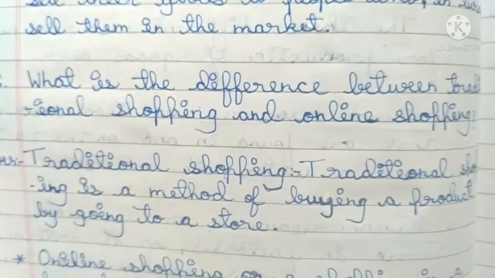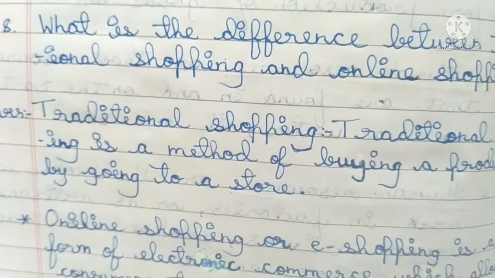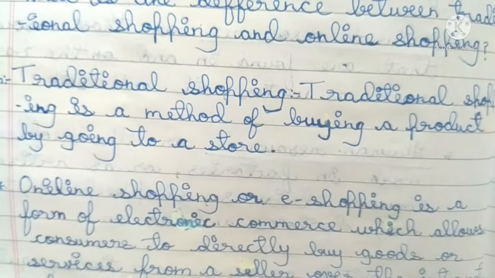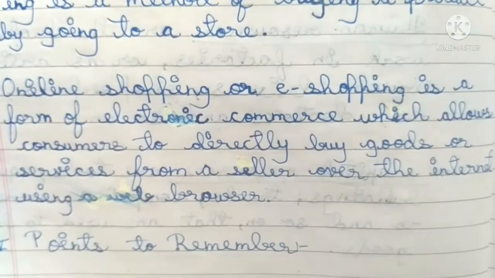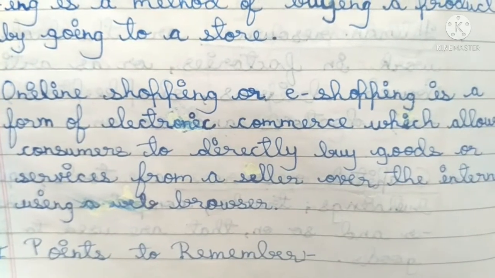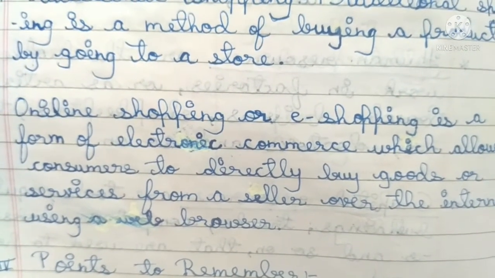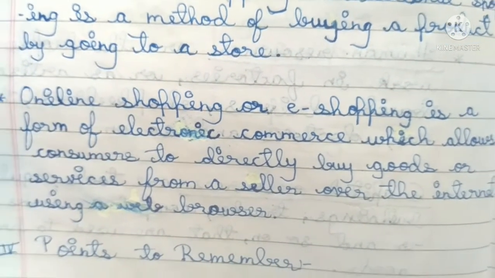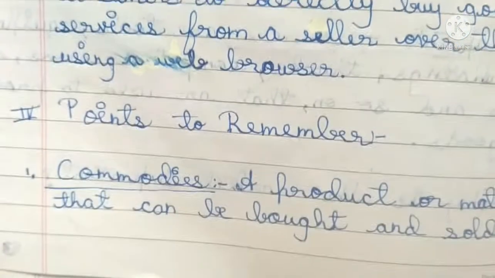What is the difference between traditional shopping and online shopping? Answer. Traditional shopping is a method of buying a product by going to a store. Online shopping or e-shopping is a form of electronic commerce which allows consumers to directly buy goods or services from a seller over the internet using a web browser.